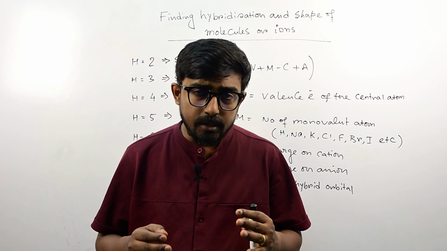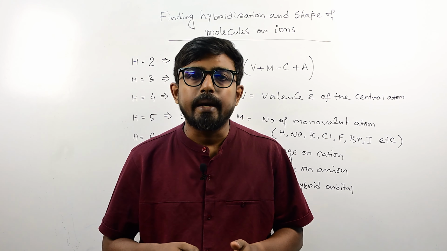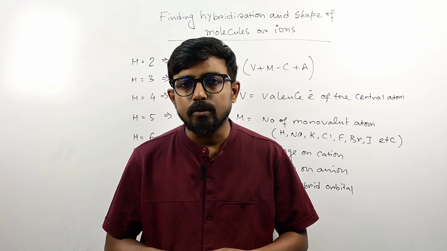This type of question is very important. Then you have to find the hybridization of the molecule, or how many lone pairs or bond pairs are present in the molecule, and what is the shape of the molecule. To find this type of answer, we have to use this formula: H equals half (V plus M minus C plus A). Now what is H?